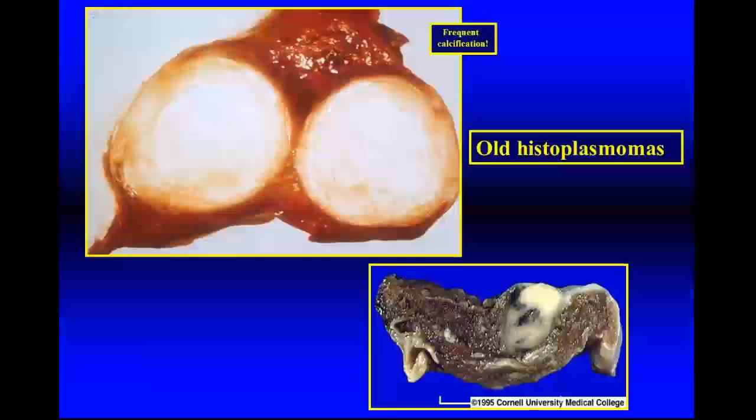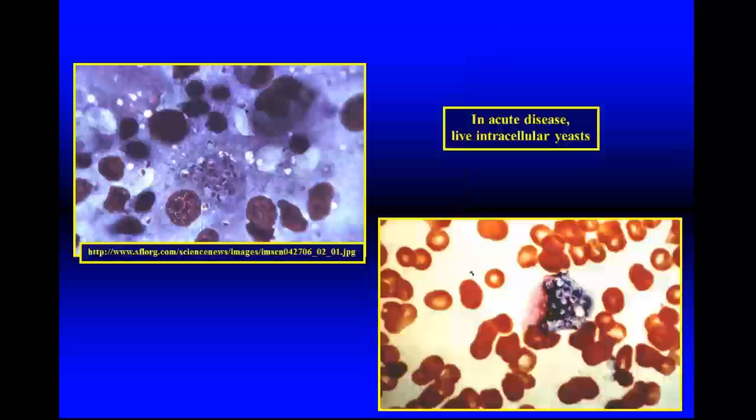These are all histoplasmomas. They are extremely calcified. That's one of the giveaways, grossly. But so are several others of the deeper systemics that produce the omas, the tumors also at the end. So this grossly doesn't give itself away. I'm just telling you that once we see what we see, you go back and yeah, most of these have a lot of calcium. In acute disease, this is a touch prep from bone marrow.